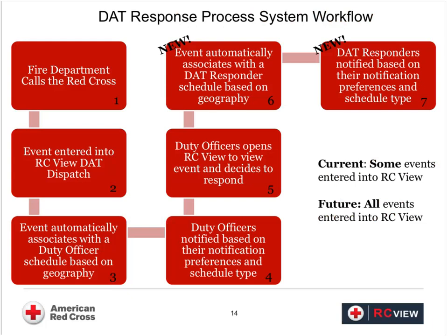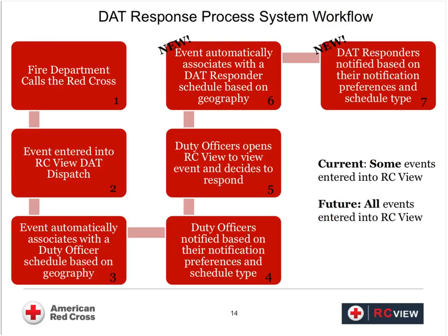Once the region has fully implemented RC View DAT Dispatch, this is that ideal workflow process. So first, that fire department or whomever will call the Red Cross, letting them know that there is an event that requires their attention. That event will get entered into RC View DAT Dispatch, and that event is automatically associated with a duty officer schedule based on geography. Then the duty officers are notified based on their notification preferences and schedule type. The duty officer would then open RC View to view the event and decide if Red Cross response is required.